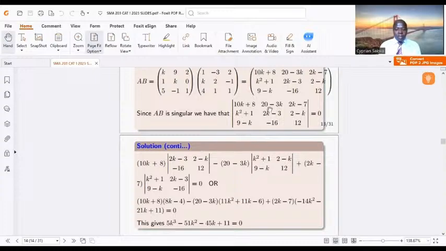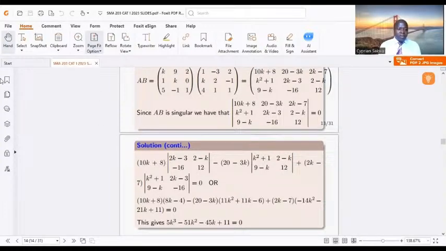Now, that means we must get the determinant of this matrix. I did it along the first row. What is the first element in that first row? The first element is what I have here, multiplied by the determinant of the matrix that remains when you delete the row and the column of this first element. So the determinant of the matrix that remains is 2K minus 3, 2 minus K, negative 16, then 12. That's what I have here.